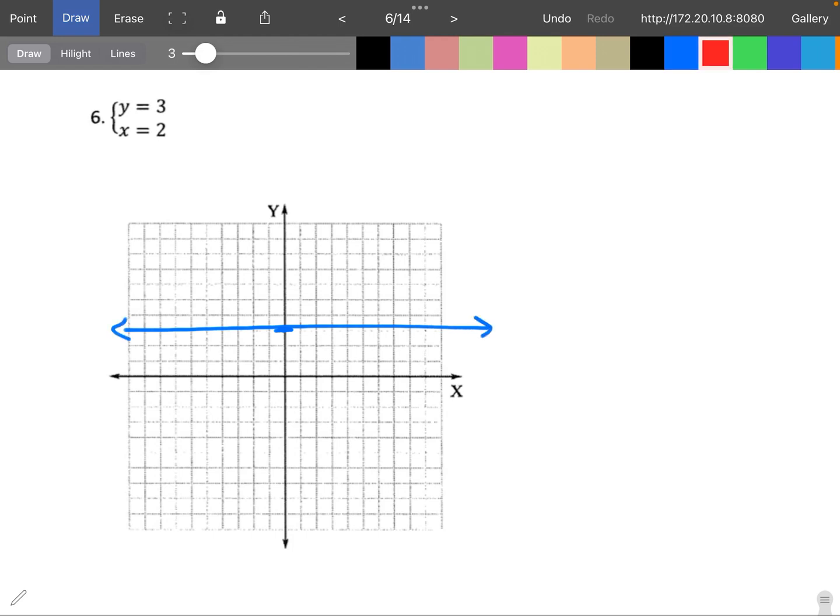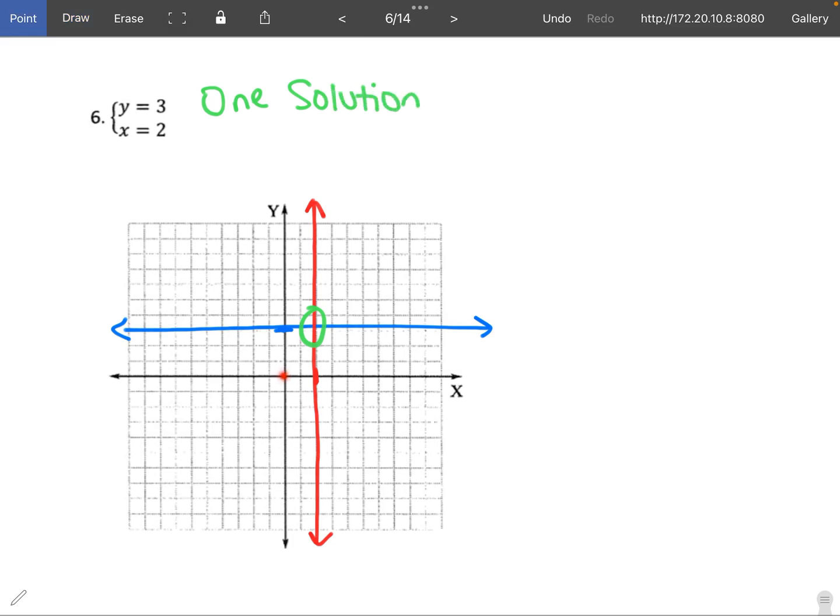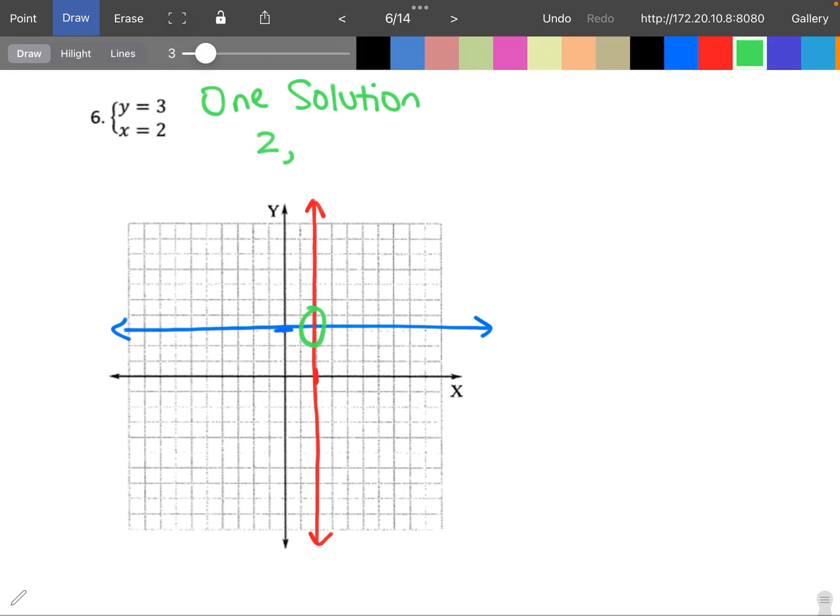And then same with the x = 2. Go to the x-axis to 2, and it's going to be a vertical line like this. So how many places do you see that intersect? One solution. And what is that one solution? Don't just stop there. What is that ordered pair? Starting at the origin, we got to go right 2, so it's positive 2, and then positive 3. So 2, 3.